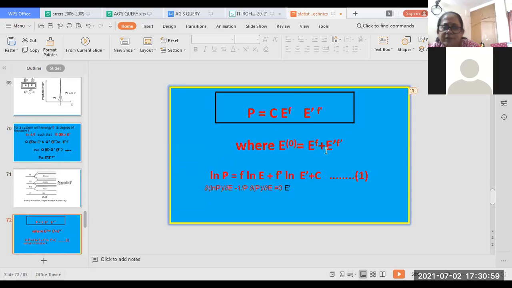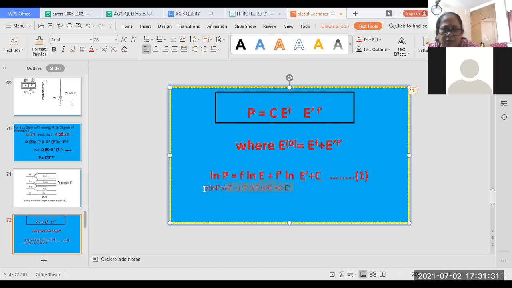So what is the connection between e dash and e? E0 is equal to e to the power f. F refers to degree of freedom. So E dash to the power F dash. Okay. So if you take ln of P, the above equation turns out to be f ln of E plus f dash ln of E dash plus ln C. So I'm calling that equation number 1. So I'm using that equation 1.